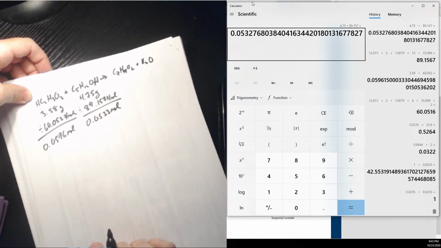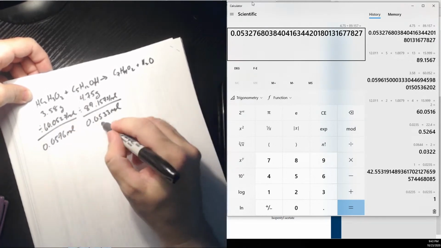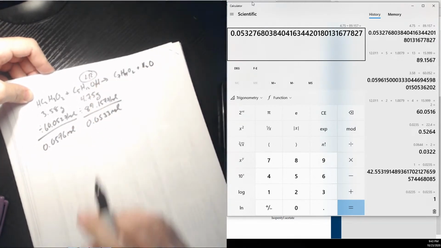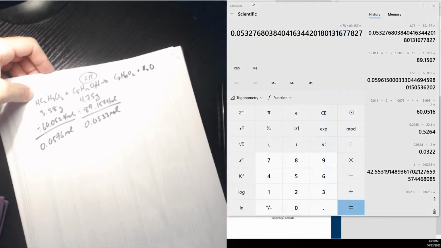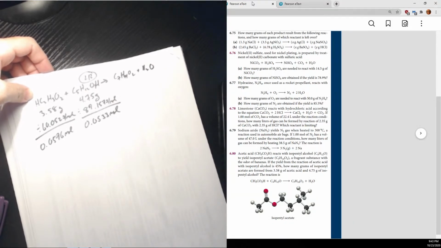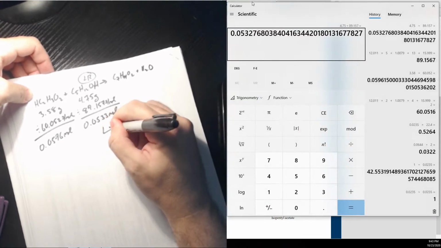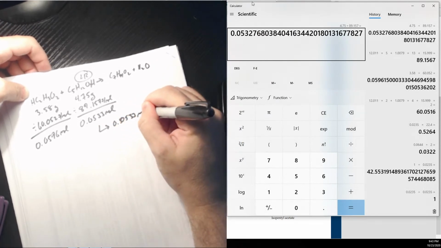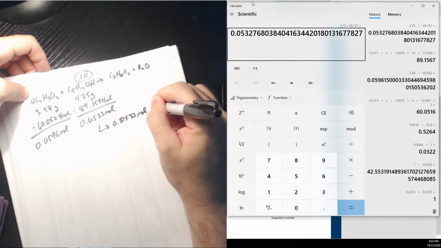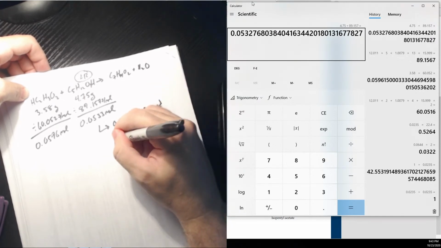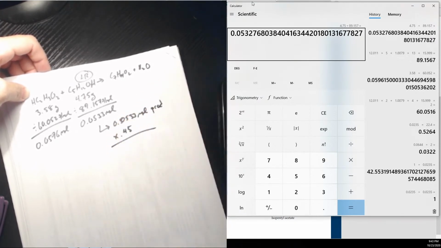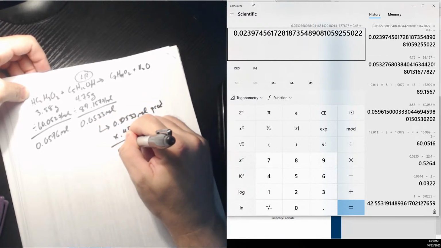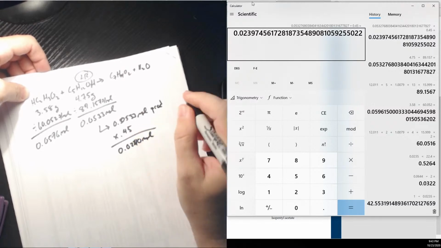Wow, really close. All right, but nevertheless, one-to-one relationship. The alcohol is our limiting reactant. So they asked how many grams we can make of our product. 45% yield. Okay. So we're going to make 0.0533 moles of our product times 0.45. 0.0240 moles of our product.